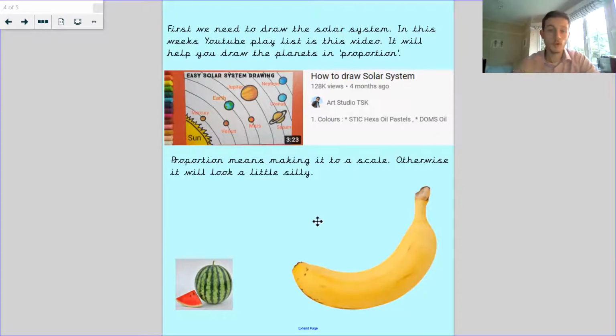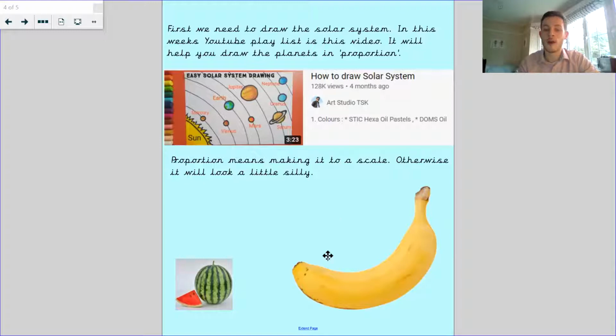Now, what does proportion mean? So proportion means making it to a scale, not to the scale, because the scale you wouldn't be able to draw because it is so big. Otherwise, things can look a bit silly. So we know that some planets are bigger than other planets. Now, if we didn't draw those planets as being bigger, then it wouldn't look right.